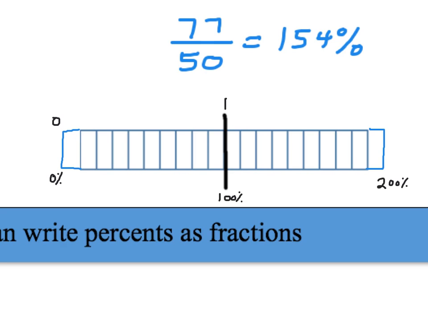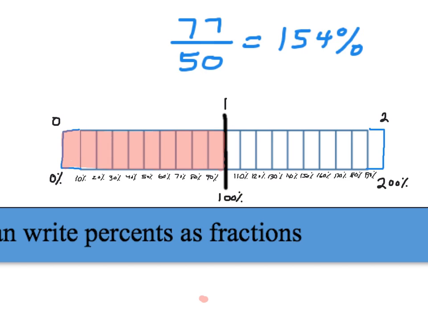And 200% is worth two wholes. So on the bottom portion, I just counted by 10% to get from 0 to 100. And I also counted from 100 to 200 by counting by 10% as well. So to shade 154%, I'm going to shade one entire bar first.